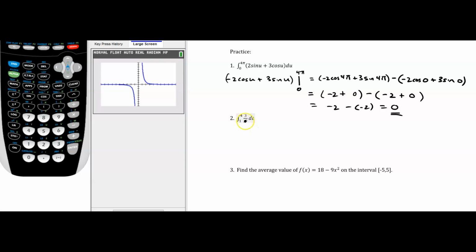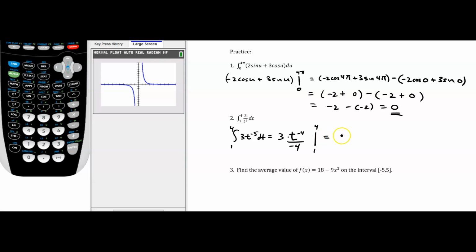Number 2, doing the definite integral of 3 over t to the 5th going from 1 to 4. So the first thing that I would do is rewrite this as 3t to the negative 5. Then I'm going to pull that constant out, so I just don't have to worry about it at all. So this will be 3 times, with the 3 out in front, the antiderivative of t to the negative 5th. So add 1 to that exponent, and then divide by that exponent. And we have to evaluate this from 4 down to 1.